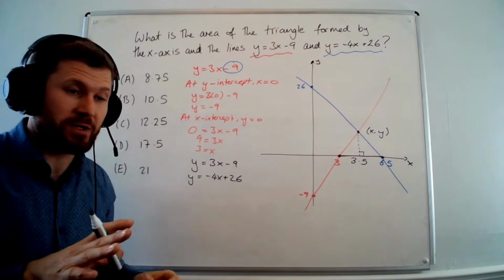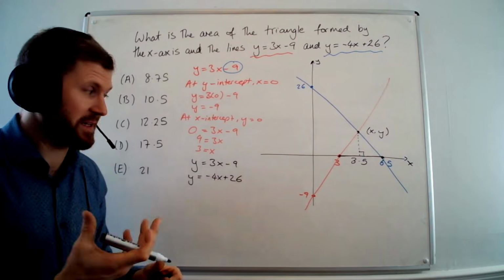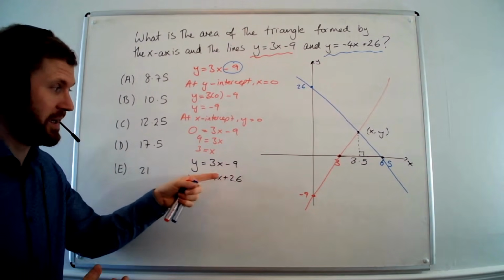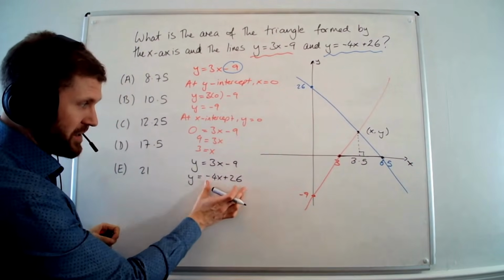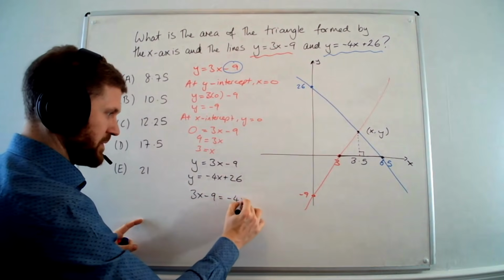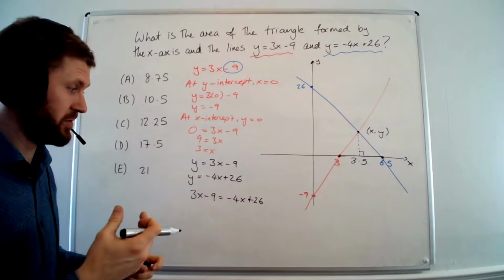Now, I know I want the y-coordinate, but just given how these are written out, it's going to be easier for me to find the x-coordinate first, because I've got a y equals something and a y equals something. So at this point, where the y-coordinates are equal on both lines, I can just set the right-hand side of these equations equal to each other. And this will give me something I can use to go and find x with.